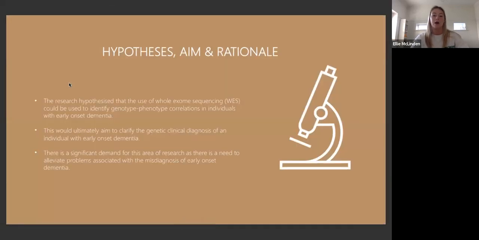Hypothesis, aim, and rationale. The research hypothesized that the use of whole exome sequencing, WES, could be used to identify genotype-phenotype correlations in individuals with early onset dementia. This would ultimately aim to clarify the genetic clinical diagnosis of an individual with early onset dementia. And there is a significant demand for this area of research, as there is a need to alleviate problems associated with the misdiagnosis of early onset dementia.